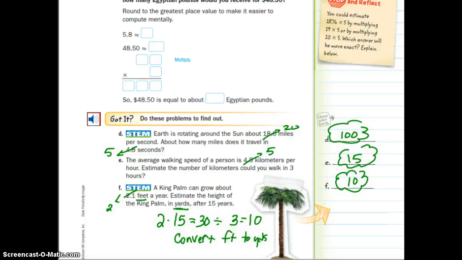A king palm can grow about 2.1 feet a year. Estimate the height of the king palm in yards after 15 years. That's crucial to note that we've gone from feet to yards. Anytime you have any kind of measurement, always check to see if you have to do a conversion. In this case, we did. We went 2 times 15, which is 30, and then we had to divide by 3 because we know there's 3 feet in a yard, and so then we got approximately 10 yards.